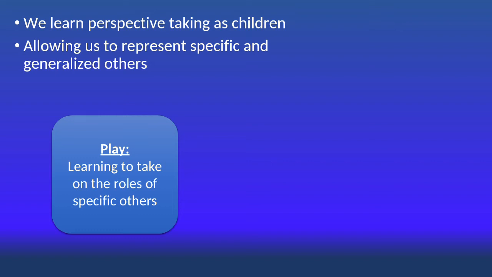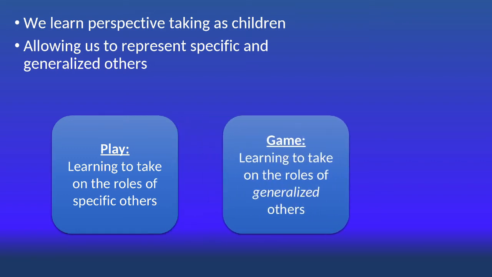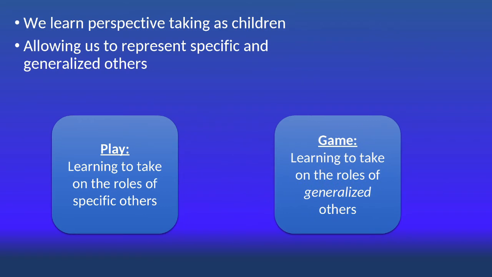Older children engage in activity that Mead called games to distinguish it from play. Games differ from play in that they have clear rules that need to be followed. They also require coordination from all of the players. The fact that games have this structure requires all players to be able to take on not only the perspective of specific others, but the perspective of an entire group of people, a generalized other.